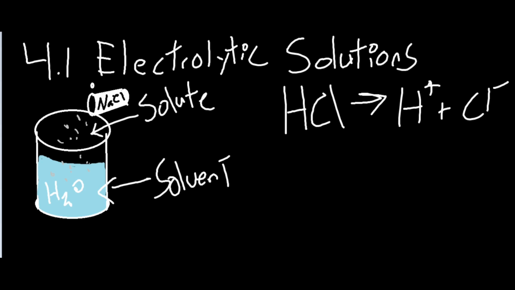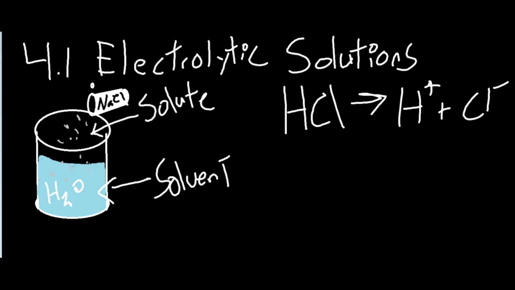Another thing to consider is that we have strong electrolytes and weak electrolytes. Strong electrolytes have solutes like NaCl or HCl that are completely dissolved into ions. If you put HCl into water, it's likely that almost, if not all of it, actually probably all of it, will become H plus and Cl minus ions.